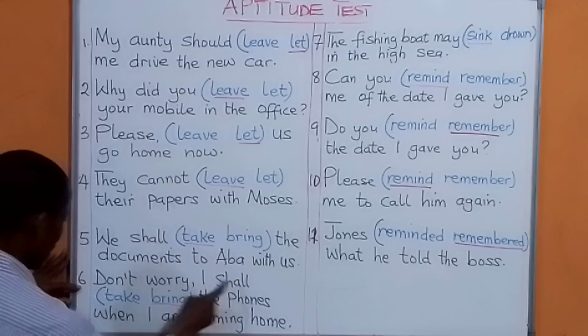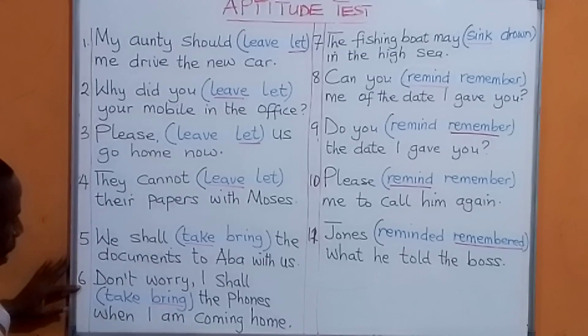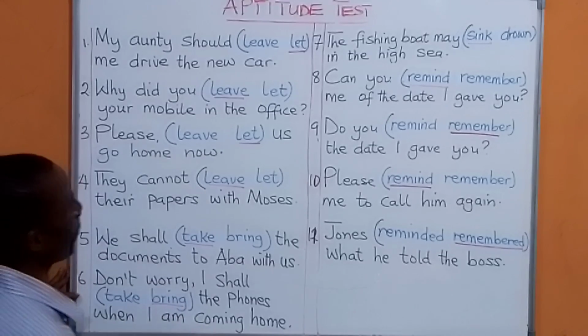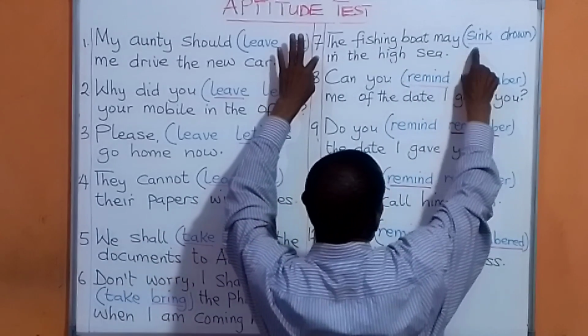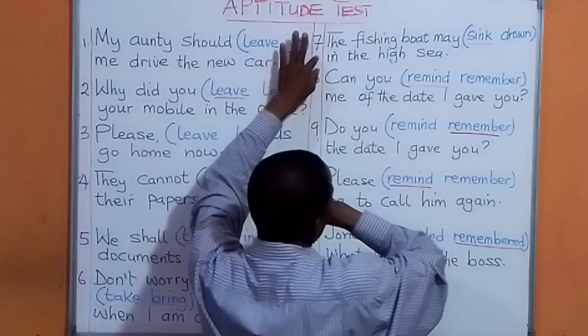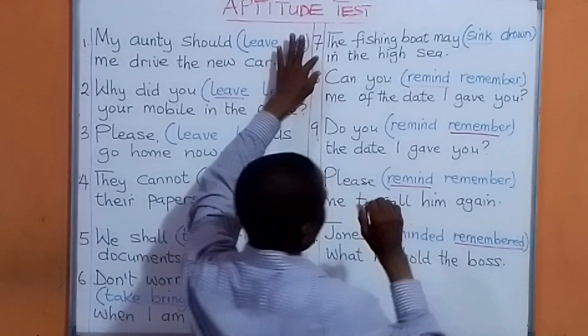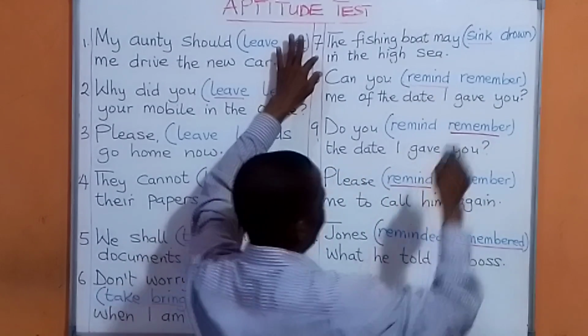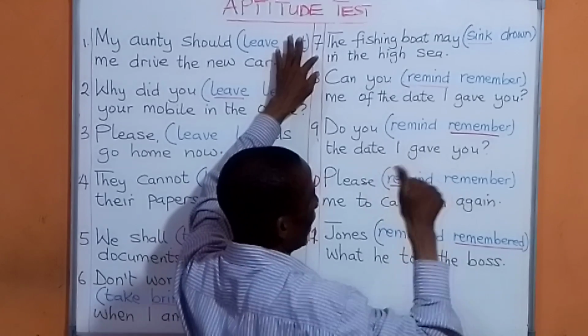Don't worry. I shall bring the phones when I am coming home. When I'm coming in, I shall bring. Look at number 7. The fishing boat may sink in the sea. That is the correct one. We say sink is for living things and non-living things. Drown is only for living things.